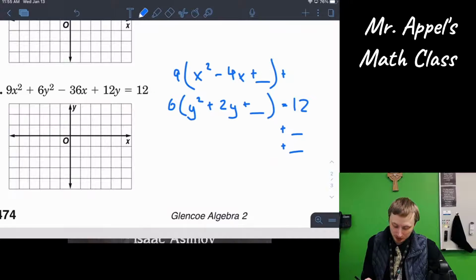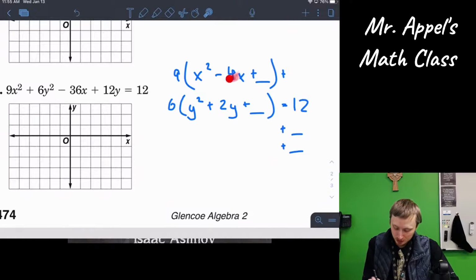All right, completing the square. So we just take this b term, divide that by 2, and square it. So half of negative 4 is negative 2. Squared is 4. Add 4, add 4. Half of 2 is 1. Squared is 1. Add 1, add 1.